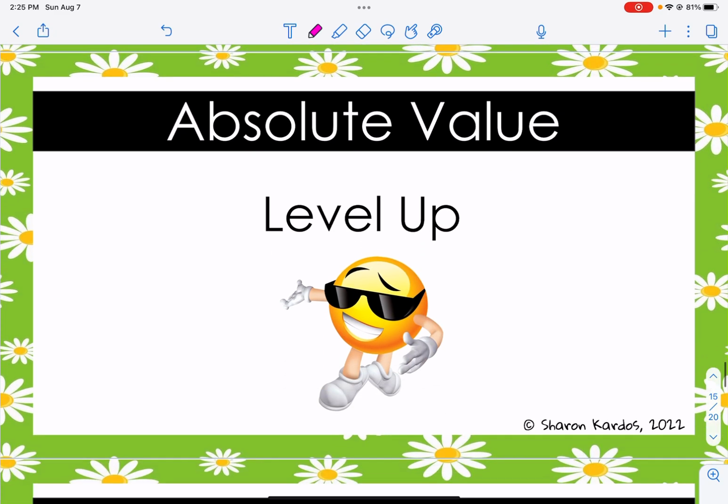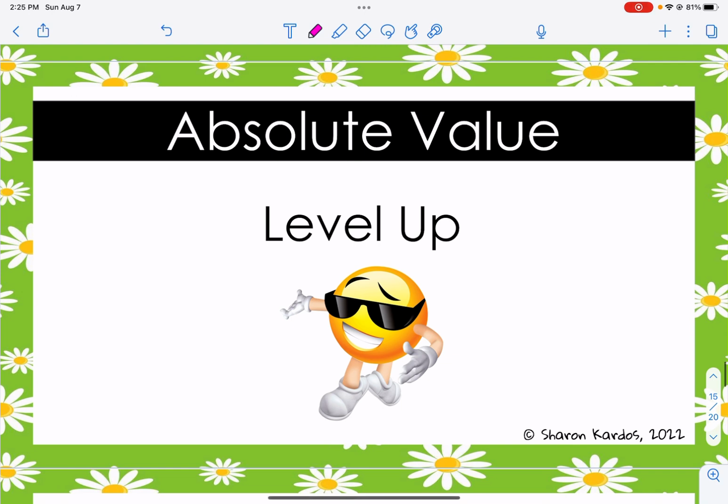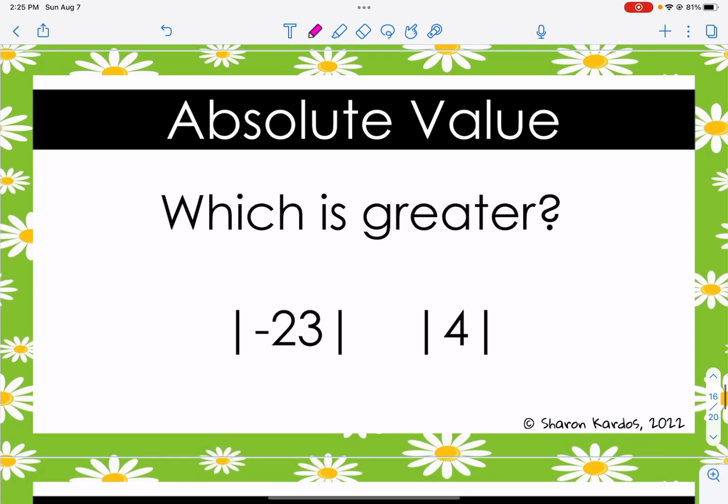All right, let's take a minute and let's level it up a little bit. Not a lot, but we do want to think it through a little bit further. So we can use absolute value when we are comparing the value of numbers. We're comparing the magnitude of two numbers. So this question is asking me which is greater, the absolute value of -23 or the absolute value of 4.